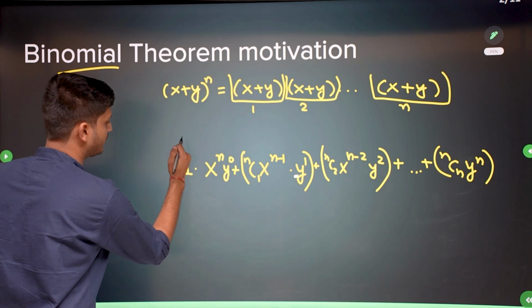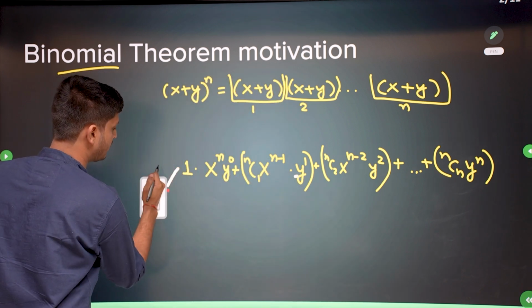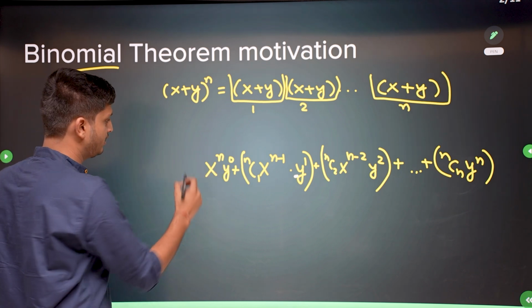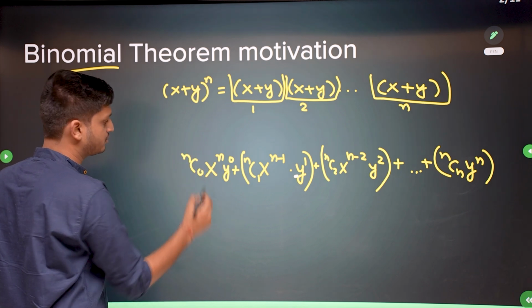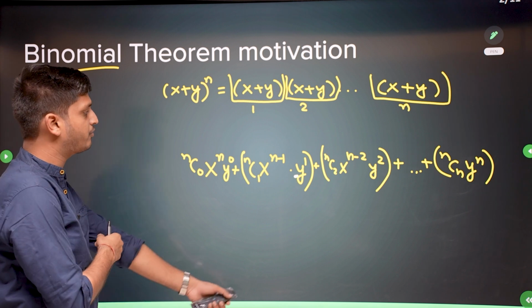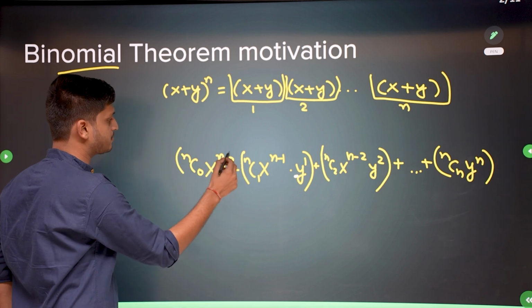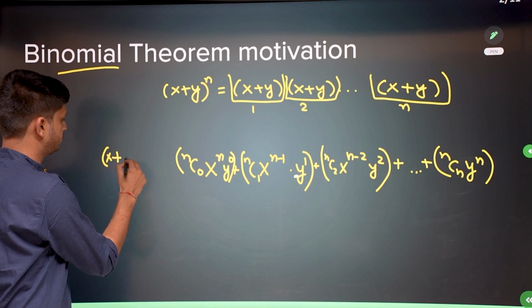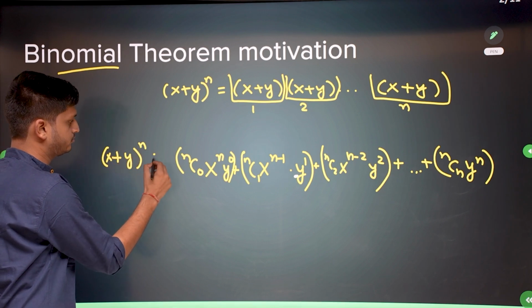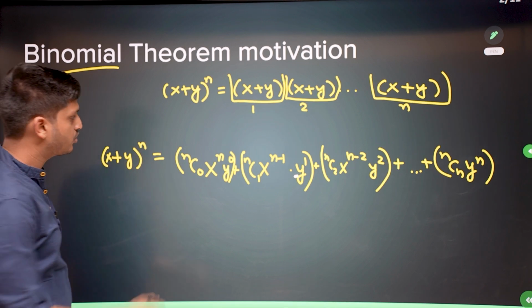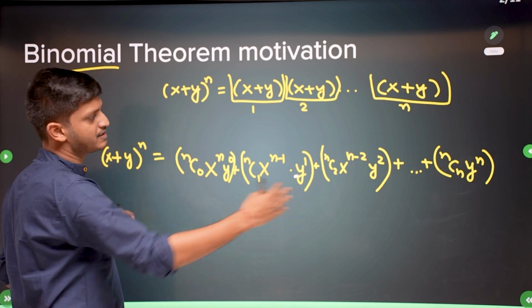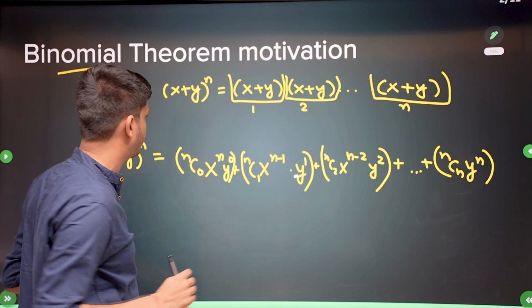So here the first coefficient, 1, can also be written as nC0, because you are taking 0 containers with y. You are picking 0 containers from which you will take y. So this is the expansion of (x plus y) to the power n. Right? So you can also write a compact notation for it, but this is the generic equation for (x plus y) to the power n.